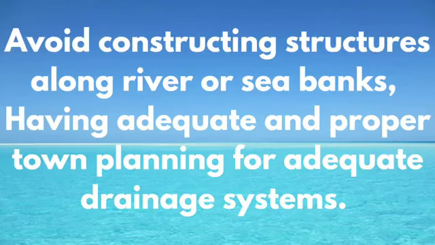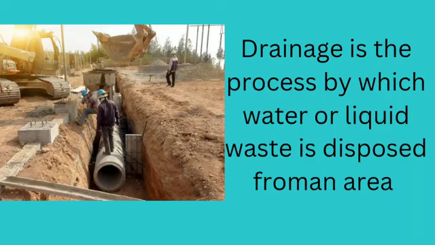And that brings us to drainage pattern. Drainage is the process by which water or liquid waste is disposed from an area. Some of the types of drainage pattern include surface drainage pattern. This type of drainage pattern is found in rural areas. In this method, the water is exposed and can easily overflow the drainage and flood the area.